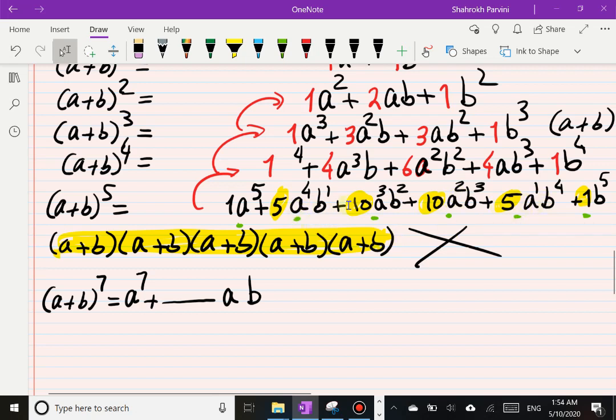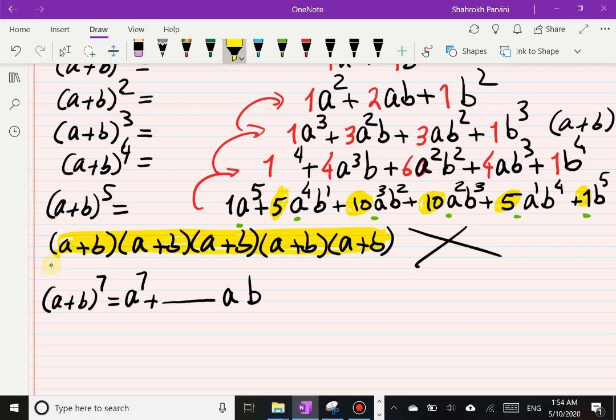Other than the 2nd, 3rd, 4th, 5th, the first and the last terms are by themselves, just a to the power of n, which is 5, and b to the power of 5. In between terms, we'll have ab, ab, ab, ab. So again, we're going to generalize that. And how many terms are we going to have? The exponent is 7, isn't it?